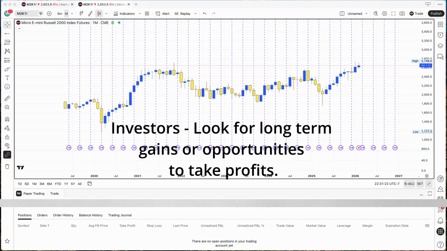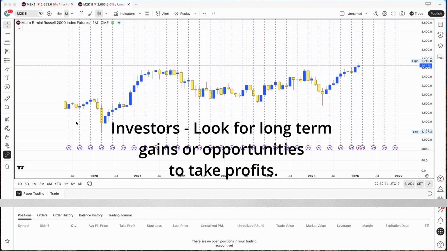There are investors, and investors will look at a much larger time frame than the other types of traders. So, what you're seeing in front of you right now is the monthly chart on the Micro E-mini Russell 2000 index. The bars all represent a month of price action. So an investor would come in and look at this overview.